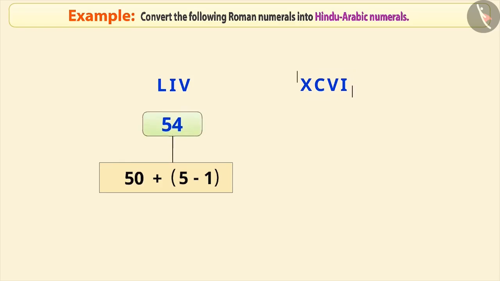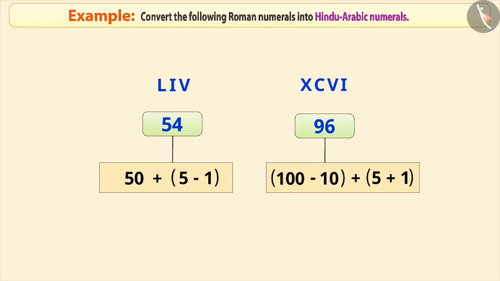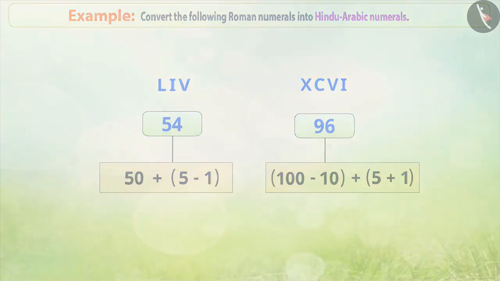Now consider this Roman numeral. This symbol represents 1. After this, there is a larger symbol of 5 which must be added. The next symbol represents 100. Since this is also a larger value, it must be added. Next is the symbol of 10, which is of smaller value, so it must be subtracted. Therefore, the result is 96.